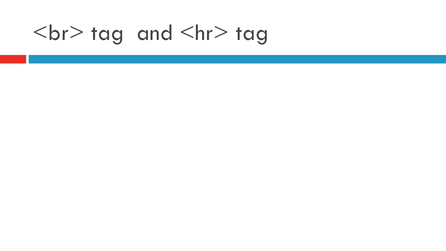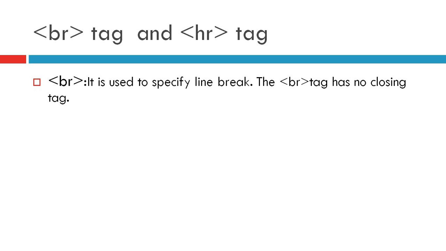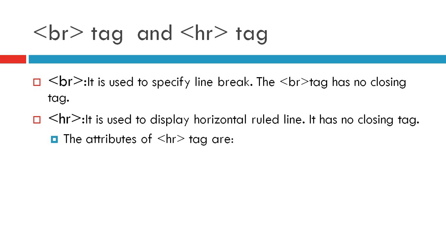BR and HR are empty tags. That means they do not have a closing tag. BR is used to specify line break. The BR tag has no closing tag. Also, BR tag has no attributes. Next, HR tag. HR tag is used to display horizontal ruled line. It has no closing tag.